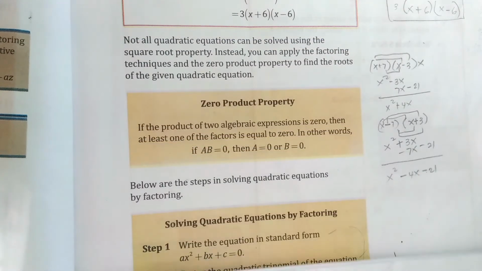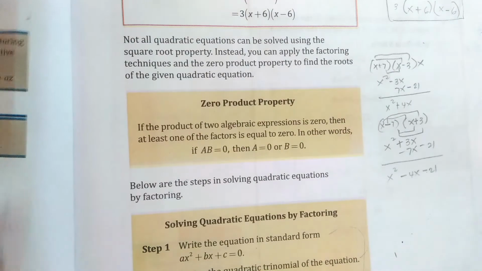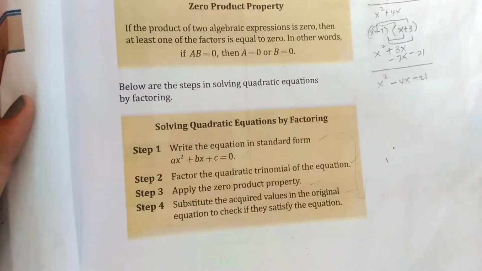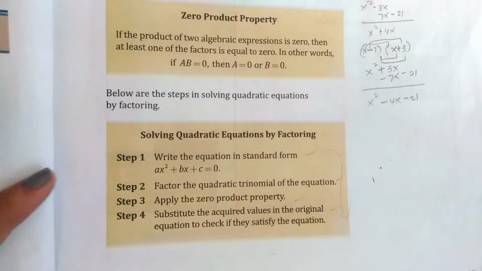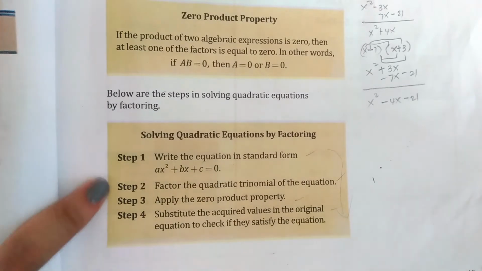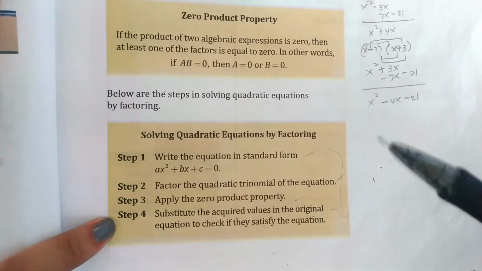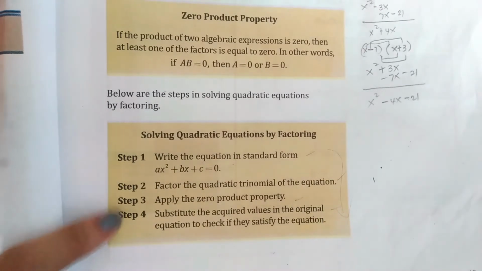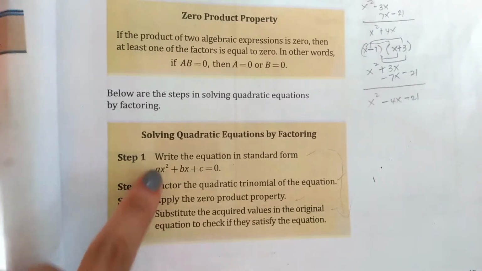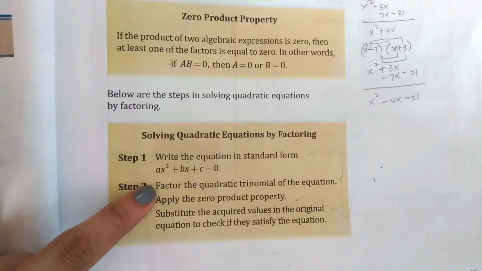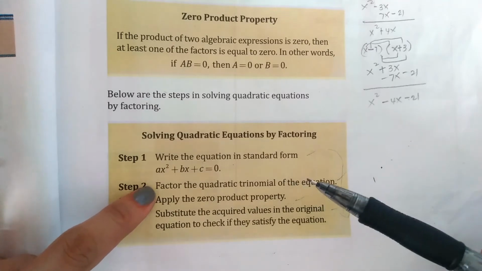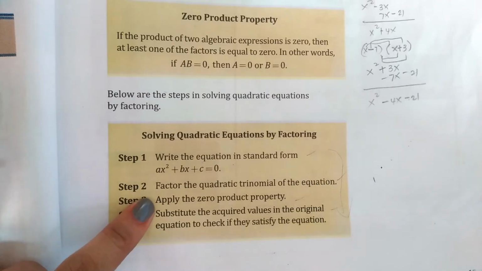Today we will be solving quadratic equations by factoring. Okay, we have here the steps for us to solve the quadratic equation. First, write the equation in standard form: ax squared plus bx plus c is equal to 0.